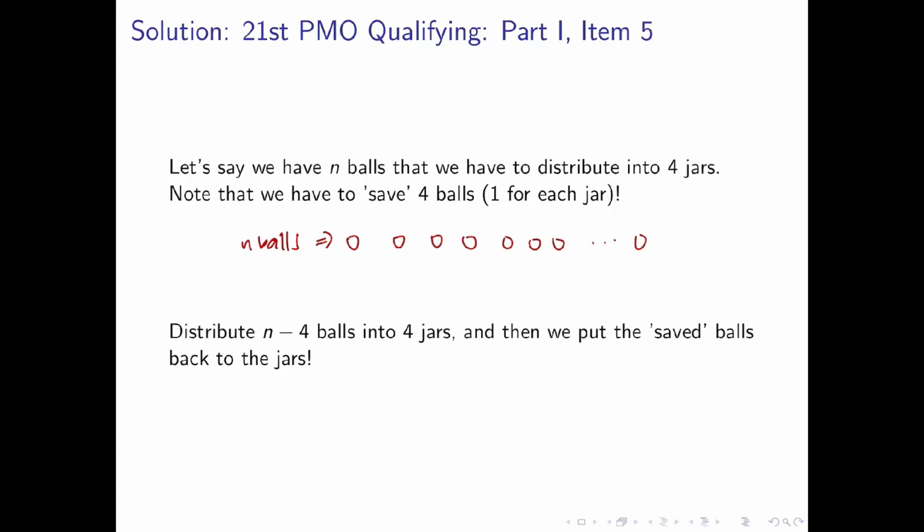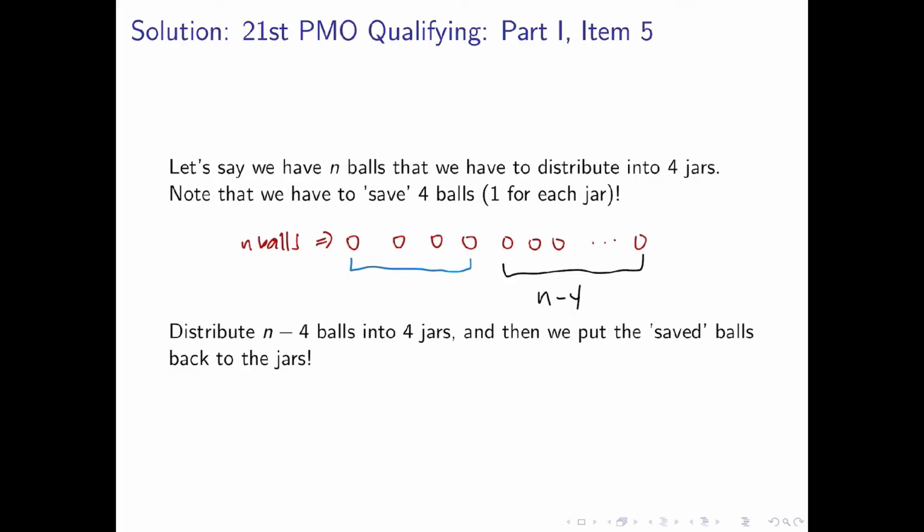And we know that we have to save 4. So let me just save these 4. And then the remaining balls, so my n minus 4, we do normal stars and bars dito. Wala tayong restriction here. Okay? So we distribute the n minus 4 balls into the 4 jars, and then we put the saved balls back into the jars. So very similar to what we did a while ago.